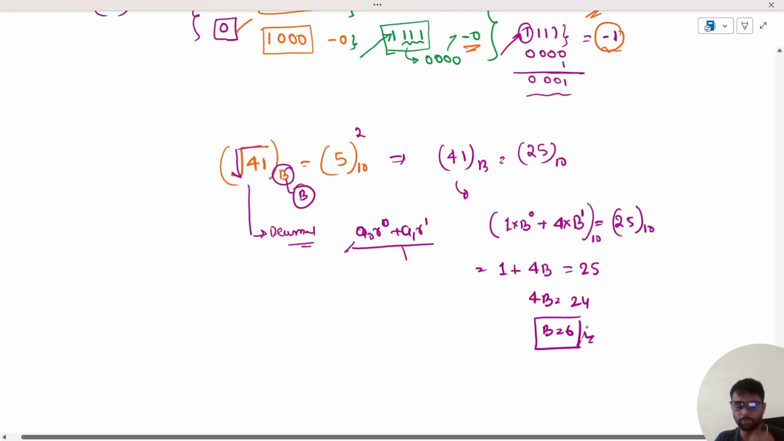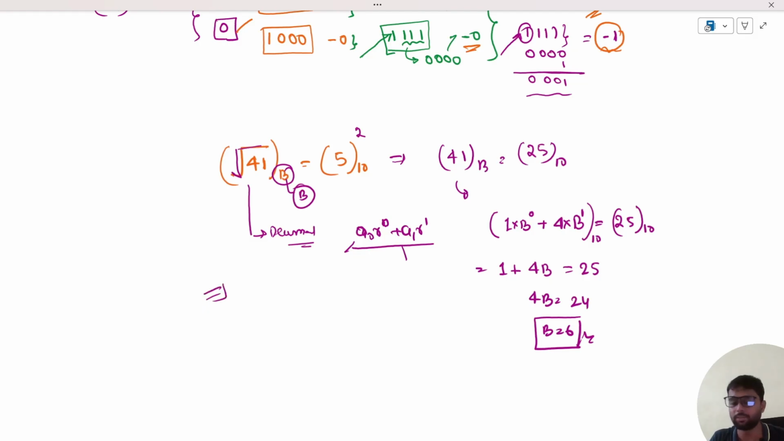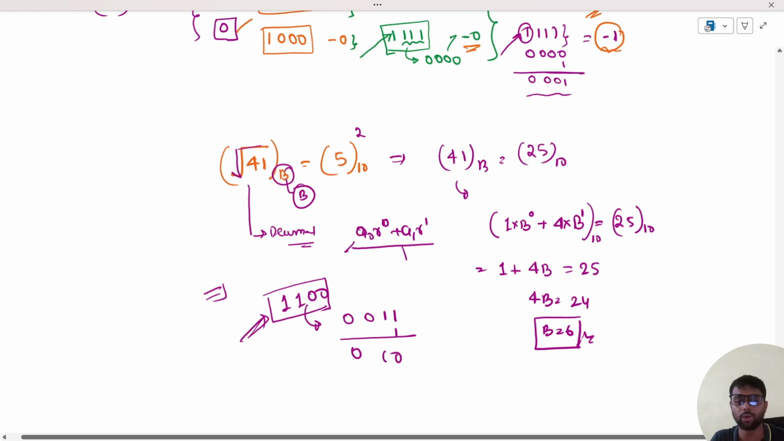So such types of questions, like conversion from one base to another, or negative number representation, may be given in the exam. For example, the question may give 1100 represented in 2s complement. So what is its actual representation in decimal? You need to understand that this is a negative number in 2s representation, so the actual number would be represented by taking 0011 and adding 1 to get 0100. So this number is nothing but minus 4. This type of question you might expect in the exam.